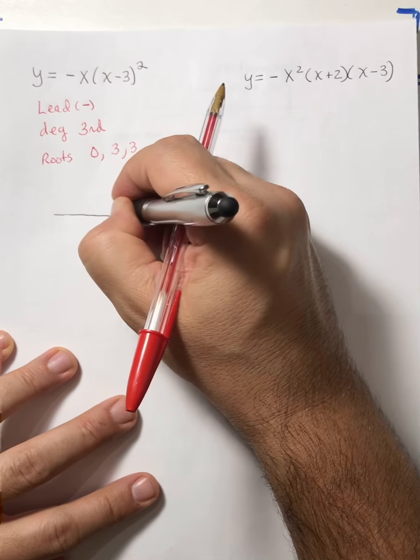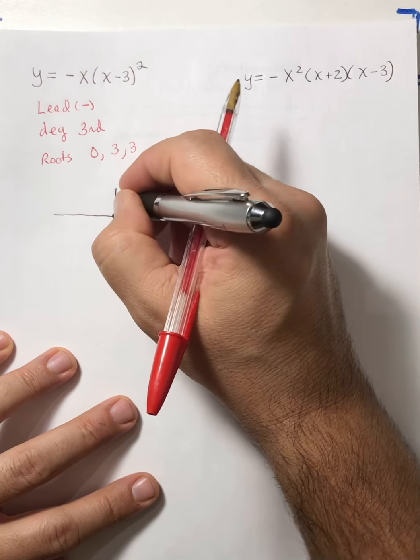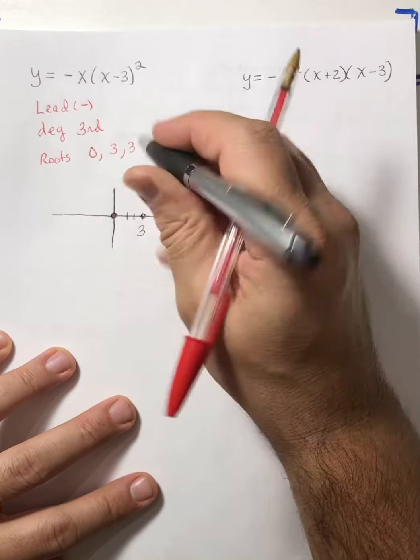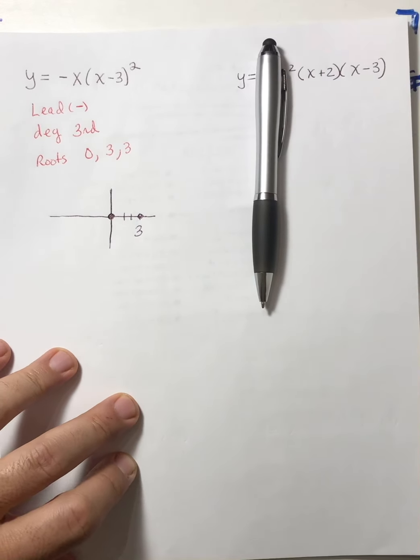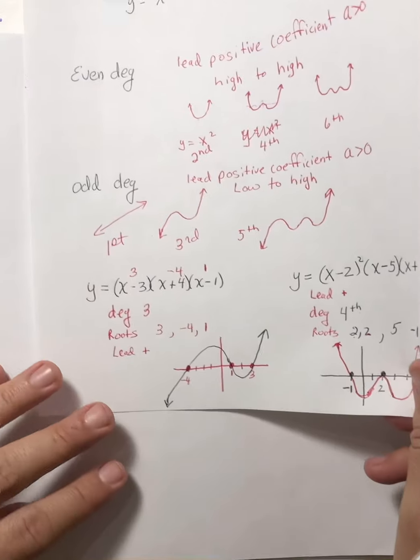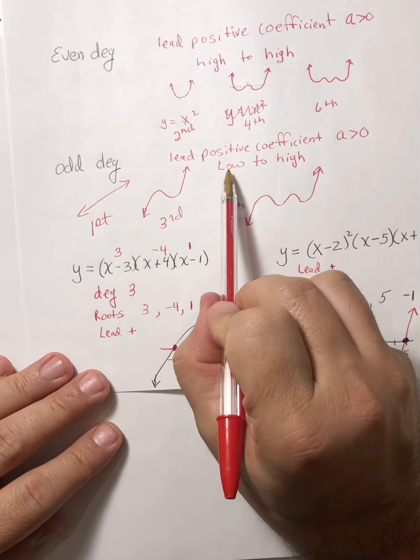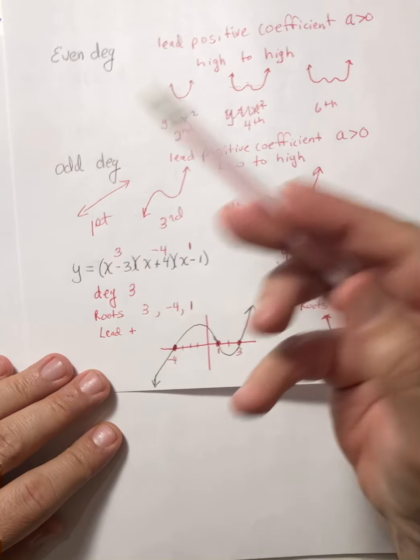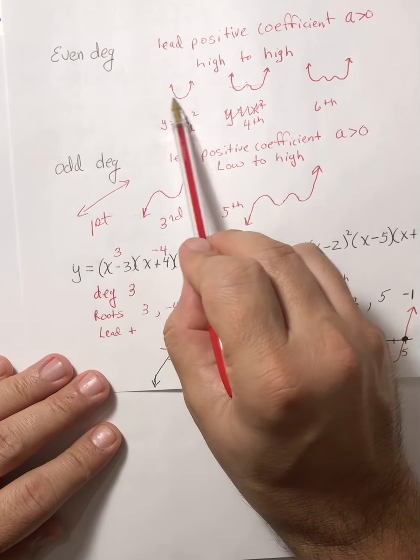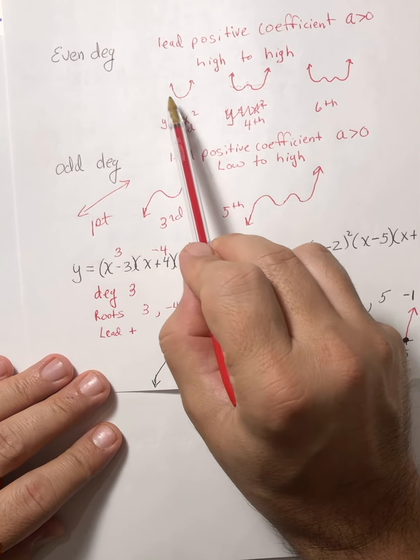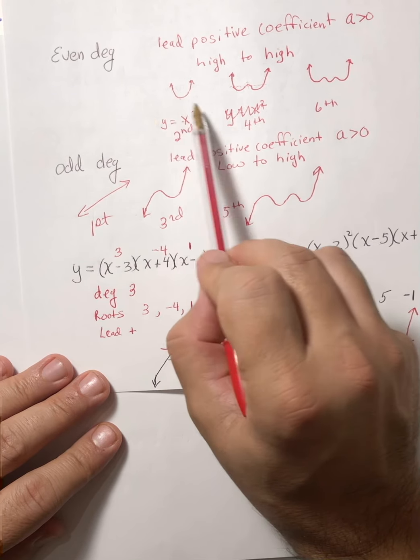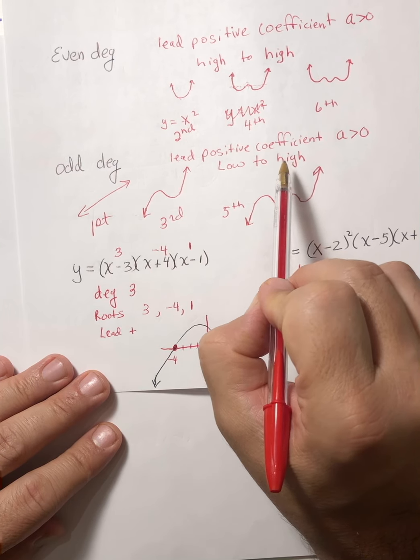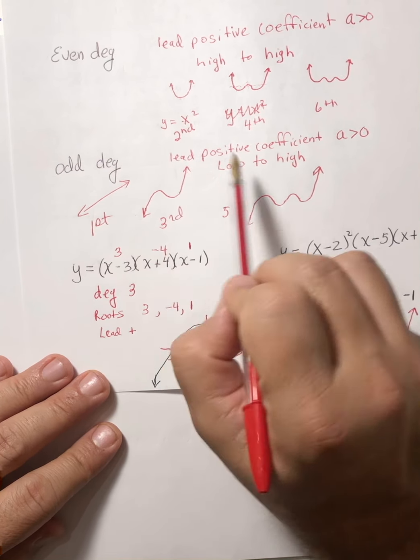So I have a root at 0, and then I have a root at 3. Remember, odd degree, supposed to go low to high. But what happens when we have a negative in front? That's right, your picture's just flipped over. Think about your parabola when you had a negative in front. It's not a happy face, it's a frowny face. It's upside down. So here, we're not going to go low to high. We're going to start high and go squiggles and finish low.